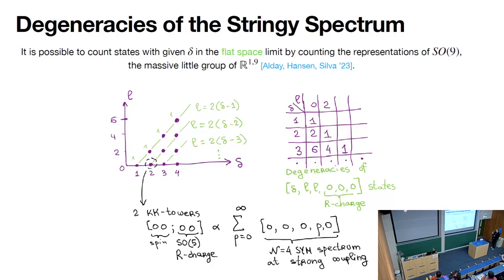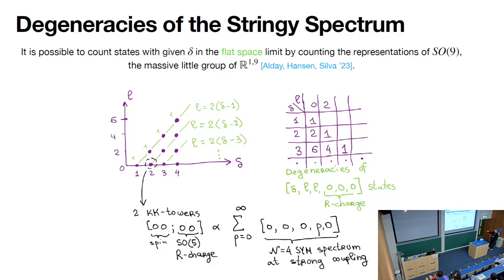Here I presented the table with degeneracies which we expect for states with 0 R charge. The first non-trivial state is small delta equal to 2, L equal to 0. Here we have two degenerate states. Furthermore, we expect them to be, at strong coupling, 2 KK towers, with the SO(5) R charge which corresponds to S^5, and spin which corresponds to AdS_5.